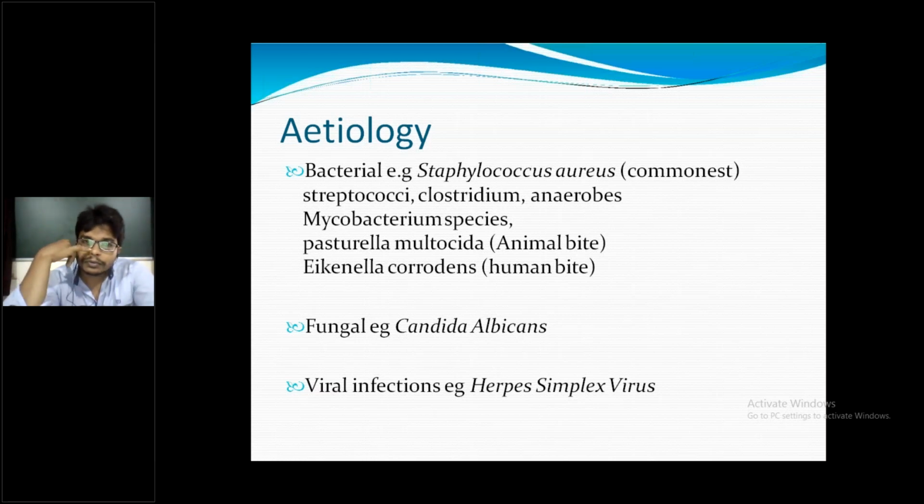Etiology: bacteria, the same organisms which are over the skin, Staph aureus. A combination of Streptococcus, Clostridium, enteric organisms, or other organisms, Mycobacterium species, Pasteurella multocida and Eikenella organisms. Fungal example is Candida albicans. Viral infection example is herpes simplex.